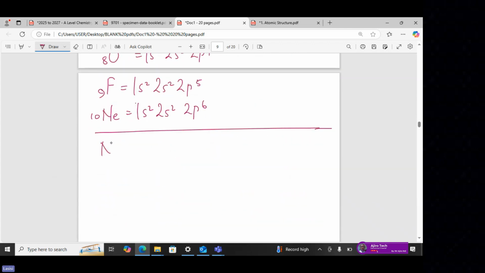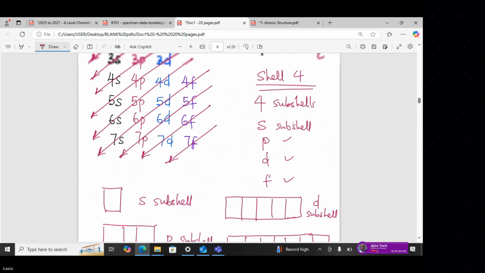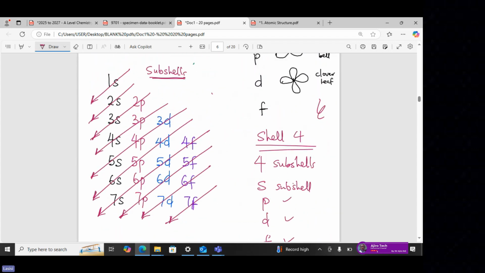Now, sodium is number 11. It is 1s2, 2s2, 2p6, 3s1. Magnesium is number 12. It is 1s2, 2s2, 2p6, 3s2. I'm done with s; it can only contain 2. Let me see the next one after 3s. After 3s, what's the next? We go to 3p. Thank you.